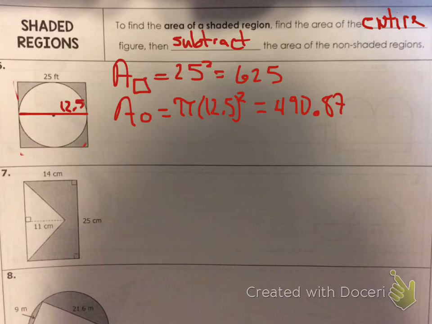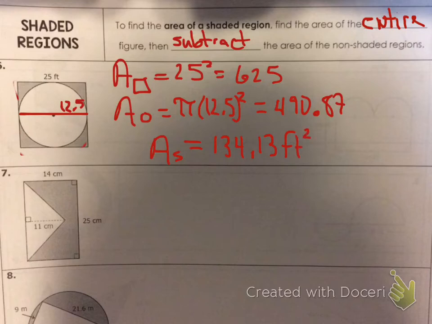Okay, and then I need to subtract those two to get the shaded region area. I'm going to put here shaded region, or S for shaded region. Okay, so if I subtract 625 minus 490.87, I get 134.13 feet squared, square feet, and there you go.